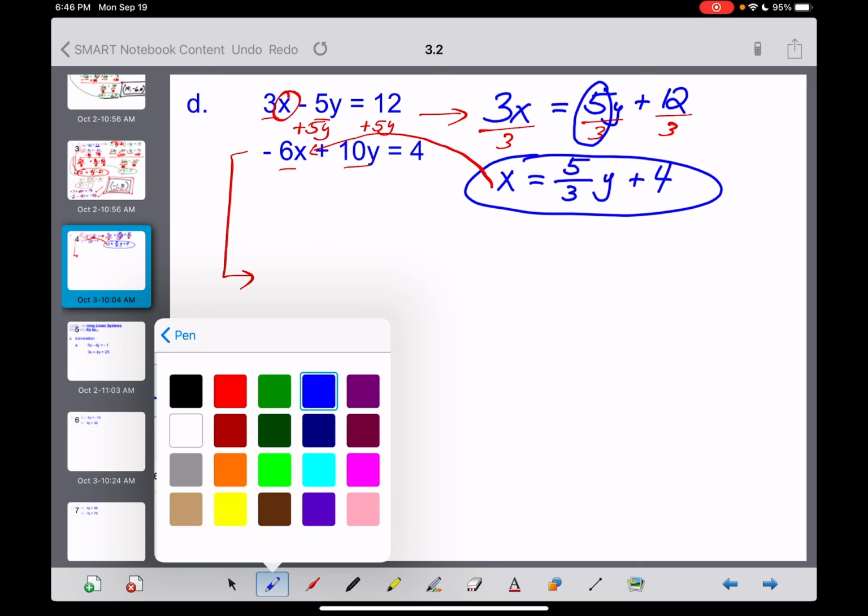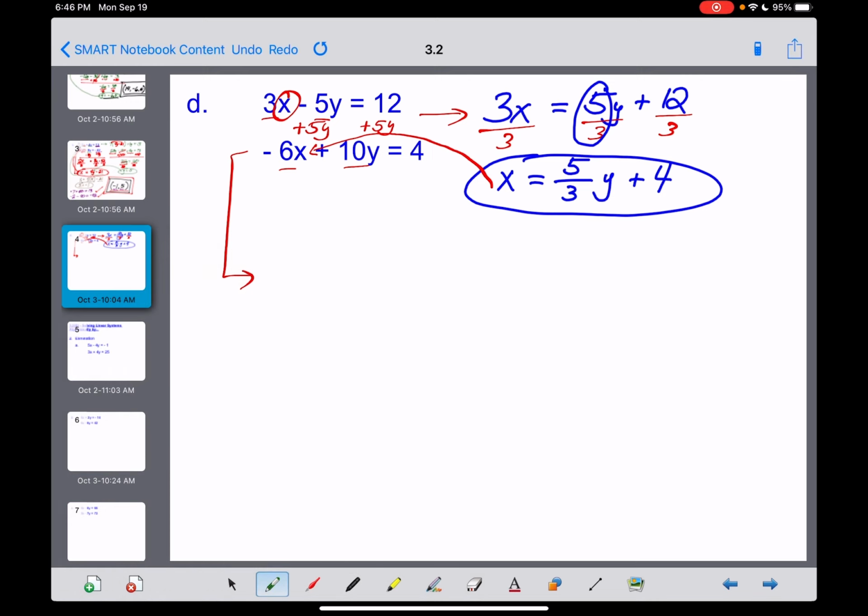I'm going to switch to green for this one. So now that we know what x is, this is going to be negative 6 times something for x, plus 10y is equal to 4. And what goes in the place of that x right there? This, 5/3 y plus 4. It's now a one-variable equation which we can solve.